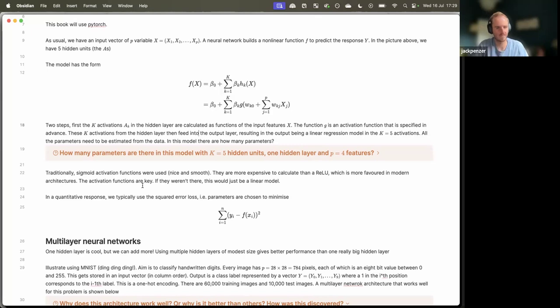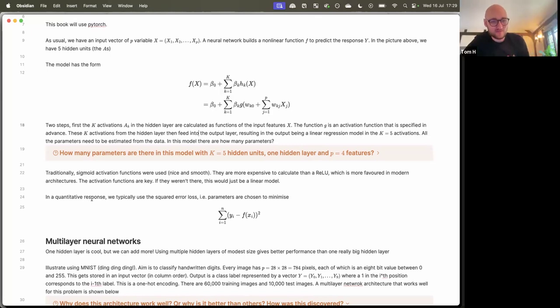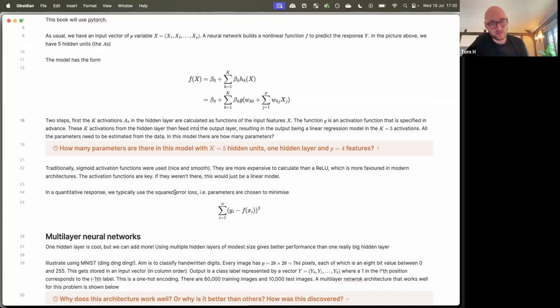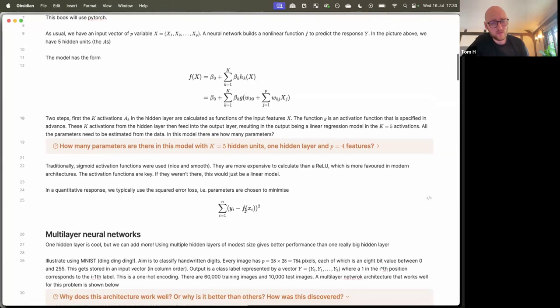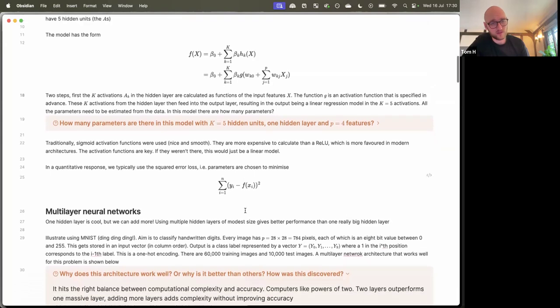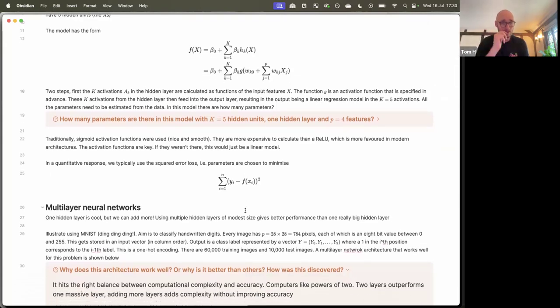Okay, carrying on. For a quantitative response, so if your output y is a number rather than a classification, we typically use squared error loss, which we've seen quite a lot already. So you're choosing the parameters to minimize the difference between your f of x, your learned function, and y, the value in the training data.